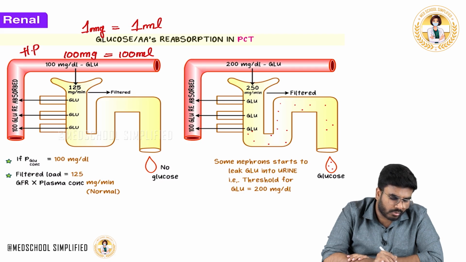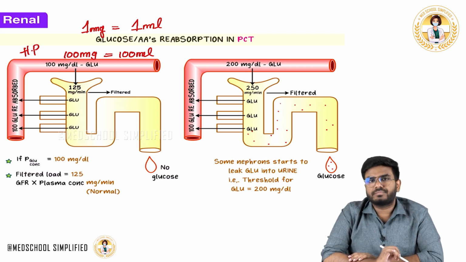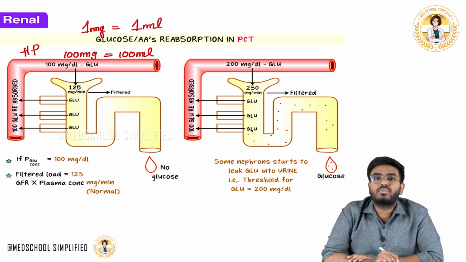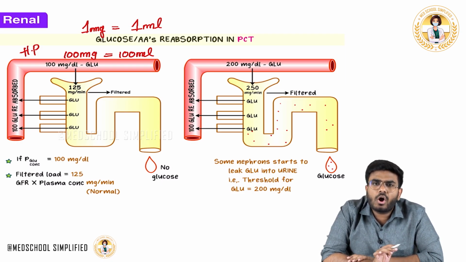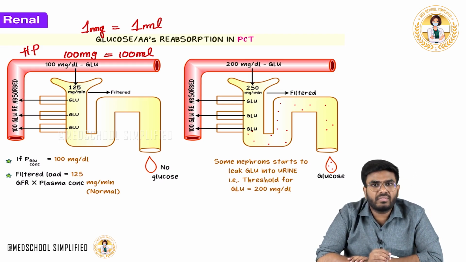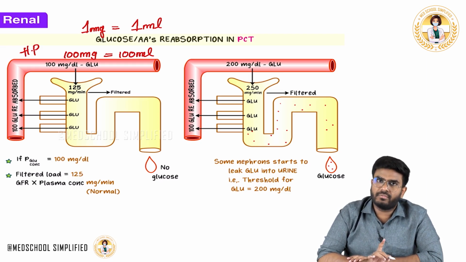We have enough transporters here. All these transporters take this glucose along with the sodium, so glucose will be reabsorbed back into the blood. What is this 125 called? This 125 is called the filtered load. So the normal filtered load of glucose is 125 milligrams of glucose filtered into all the nephrons every minute.